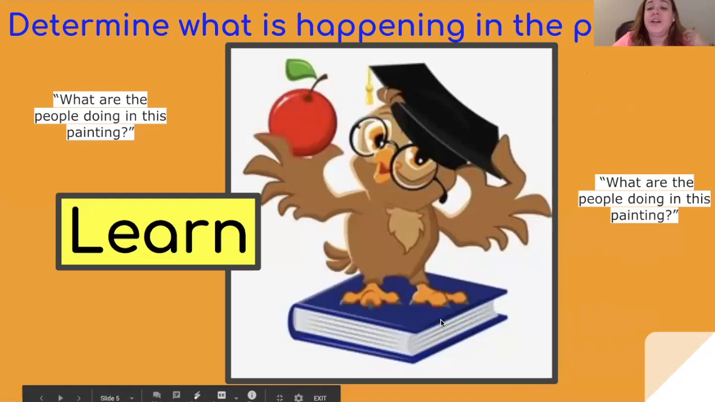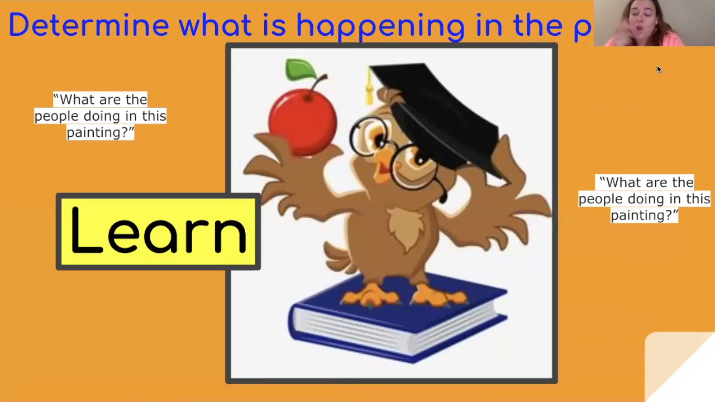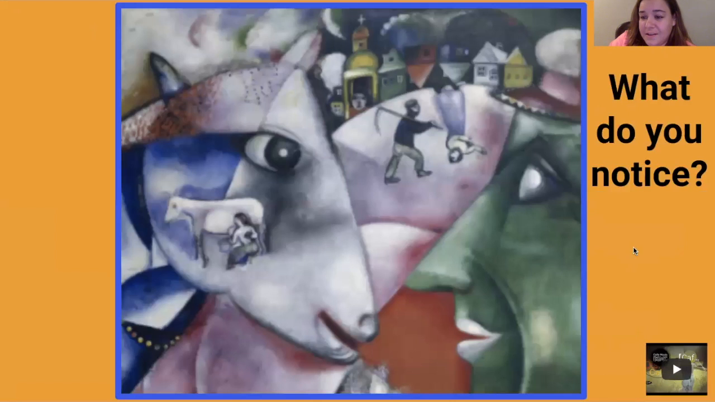So today we're going to determine what is happening in the painting. We might ask, oh, what are the people doing in this painting? Think about that and maybe write an answer in your red notebook. What did you notice about this picture? If you have any new notices, write them down again.